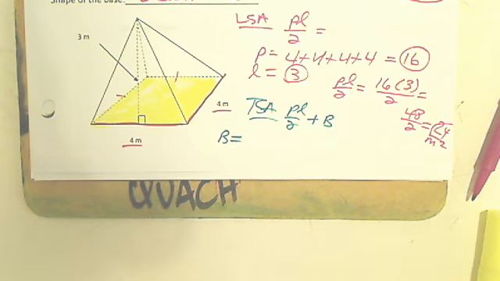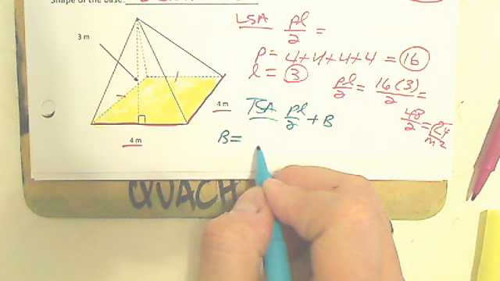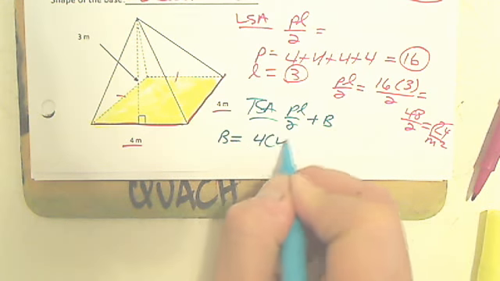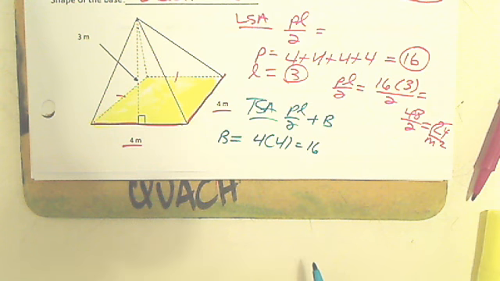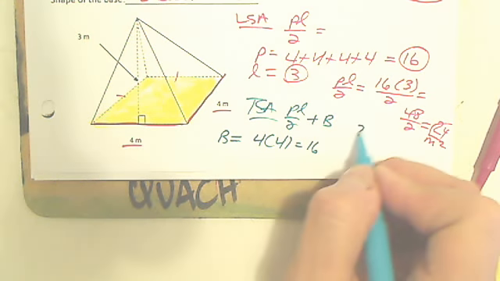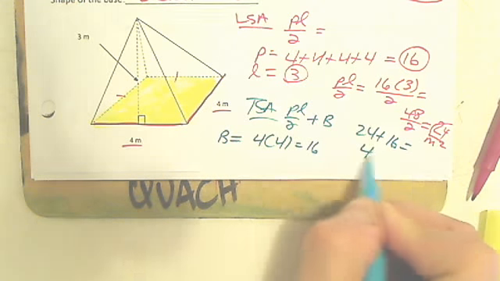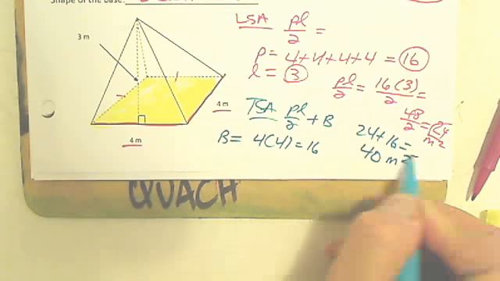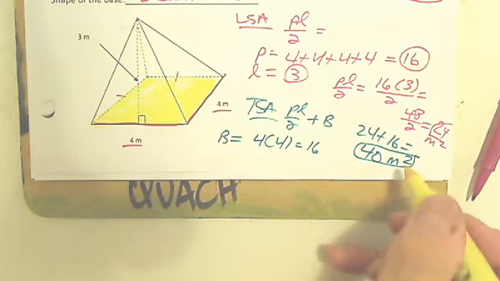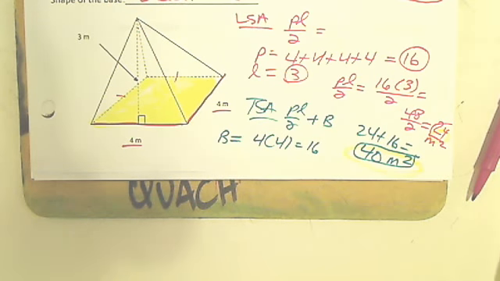Right, 4 times 4, length times width, base times height. The area of the base is a square, 4 times 4 is 16. So then I have to add 24 plus 16, which gives you a total of 40 meters squared. That's the total surface area.